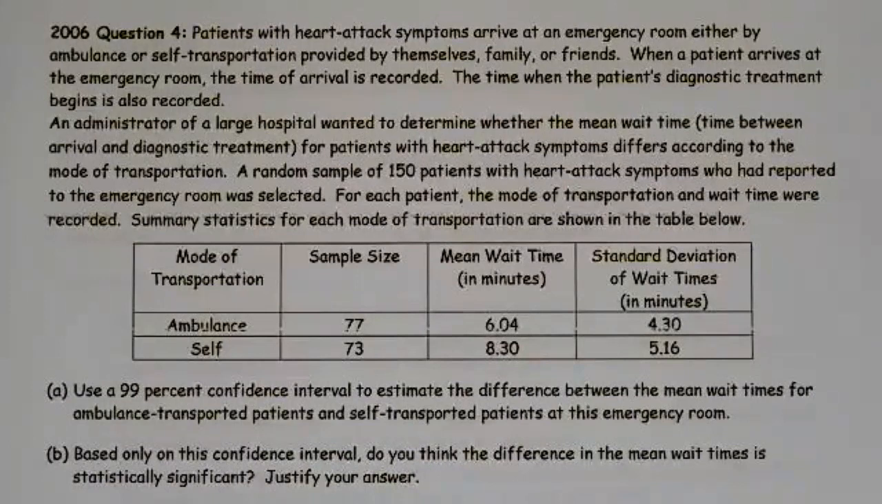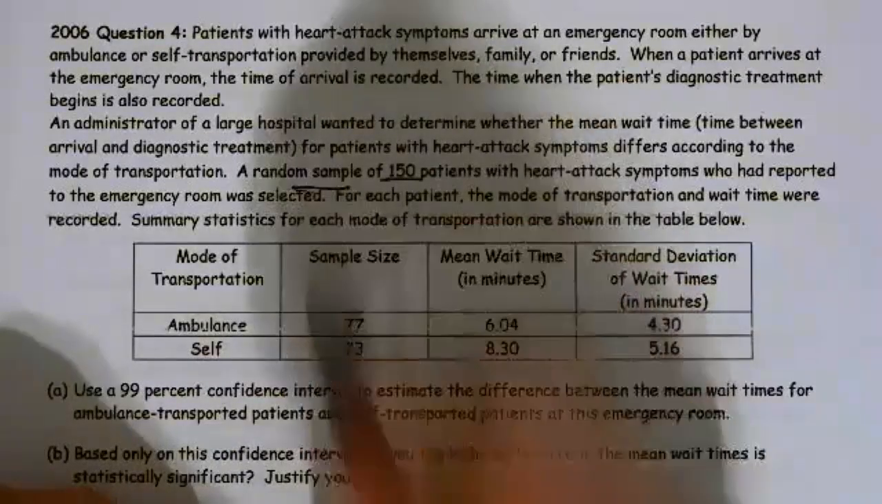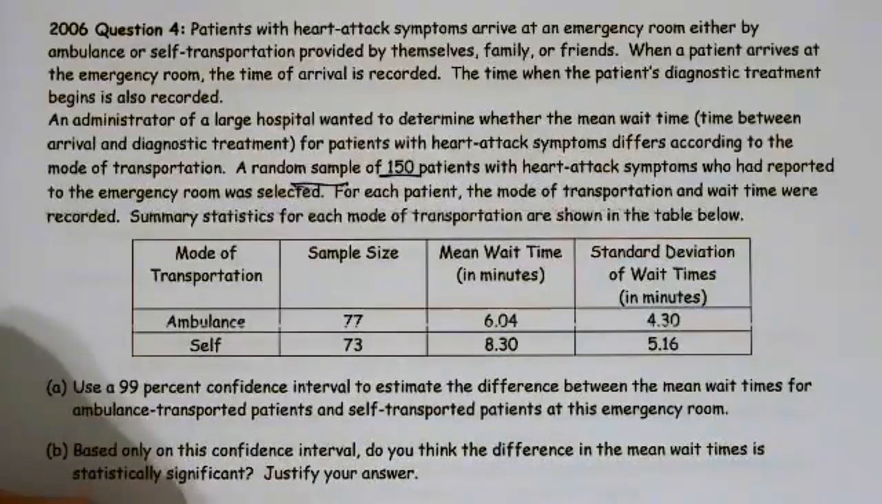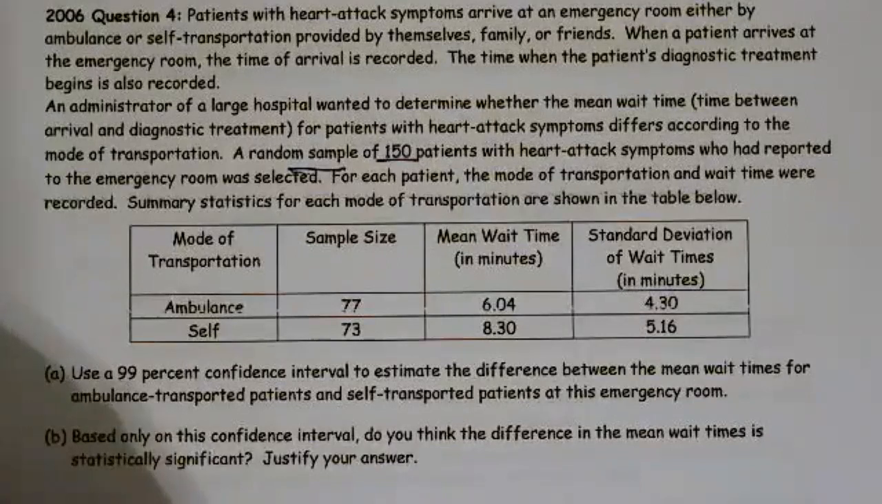The time when the patient's diagnostic treatment begins is also recorded. An administrator of a large hospital wanted to determine whether the mean wait time, time between arrival and diagnostic treatment for patients with heart attack symptoms, differs according to the mode of transportation. A random sample of 150 patients with heart attack symptoms who had reported to the emergency room was selected. For each patient, the mode of transportation and the wait time were recorded. Summary statistics for each mode of transportation are shown in the table below.